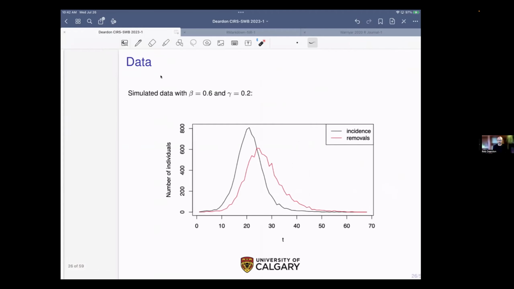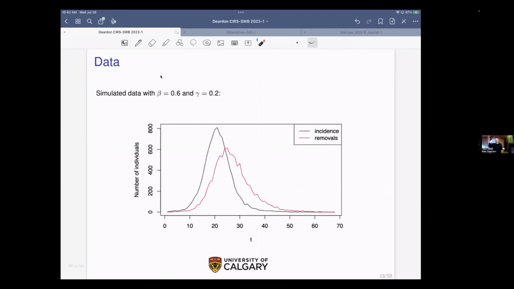So there's all the code in the background. We'll forget about that for now. What I've done here is simulated a data set. So with the transmission rate of 0.6 and the removal rate of 0.2, so my infectious period once again is 5 days.